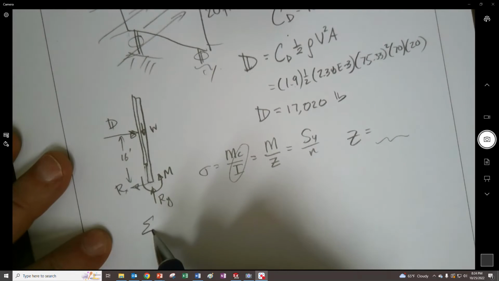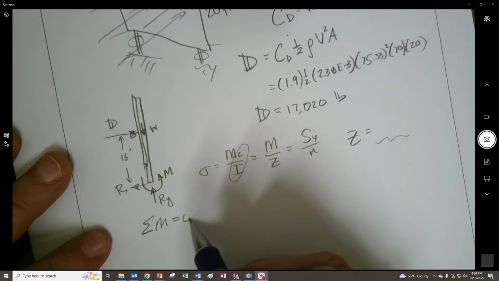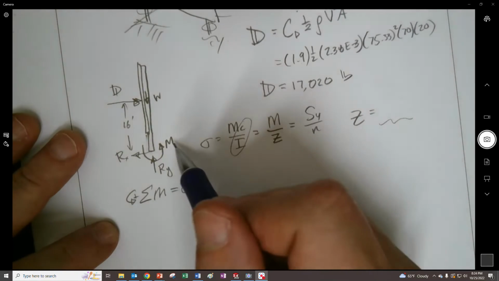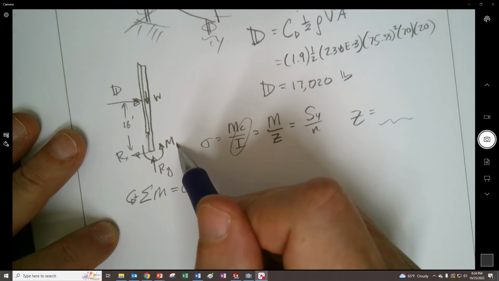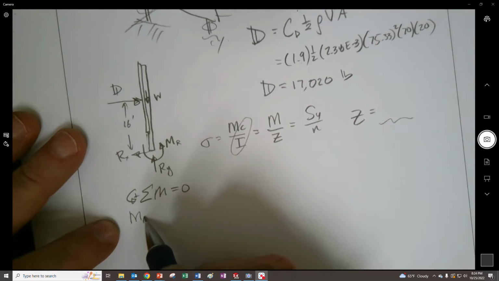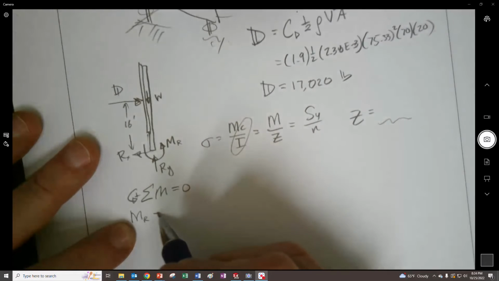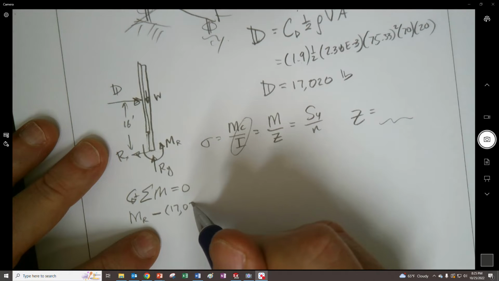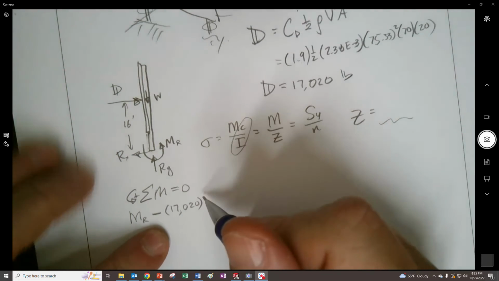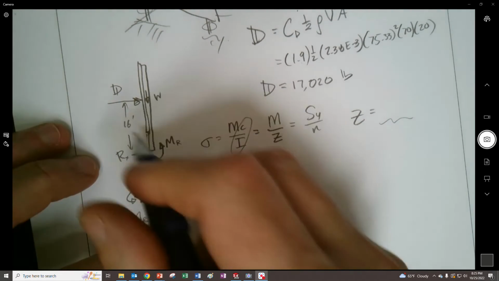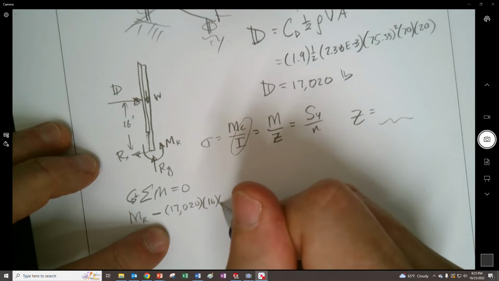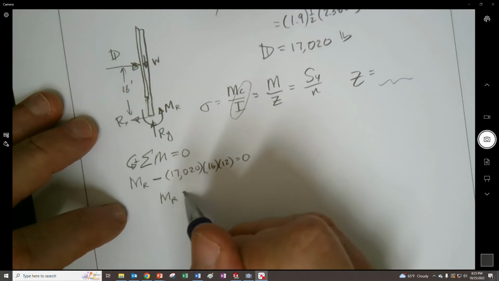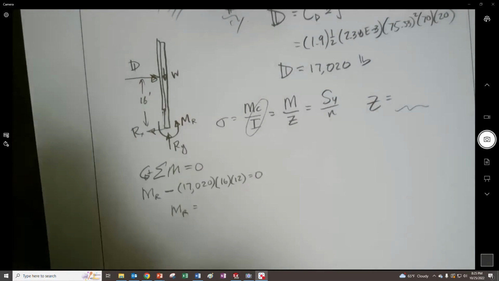So the sum of the moments about this equals 0. Putting this into here, we would say, here's the reaction moment, maybe I'll call it MR, and then this is going to be minus the drag of 17,020. The moment arm is now going to be 16, but we want to get it into inch pounds. So we're going to find that reaction moment right there.